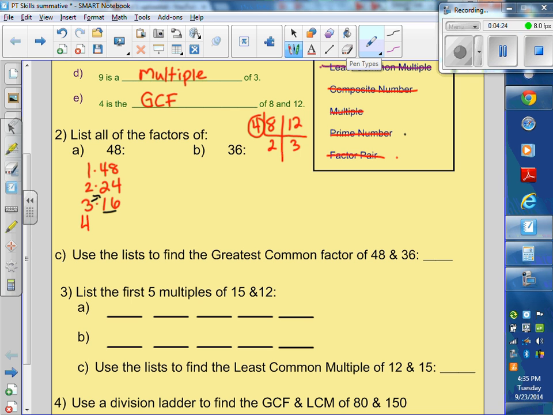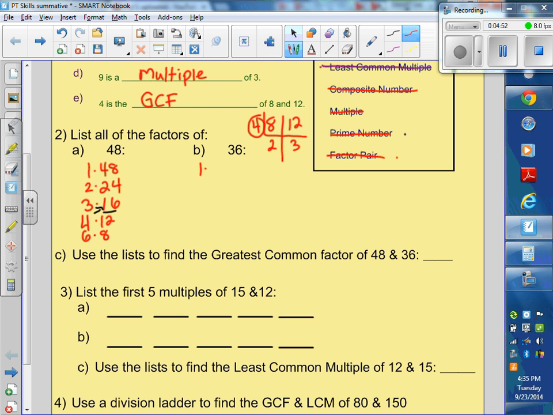4, you could use that same method. 4 goes into 16 4 times. 4 times 3 is 12, or 4 times 12 is 48. 5 doesn't go into 48. 6 does. 6 times 8 is 48. 7 doesn't go in. So the next number would be 8. So that would be repetition. So those are all your factors.